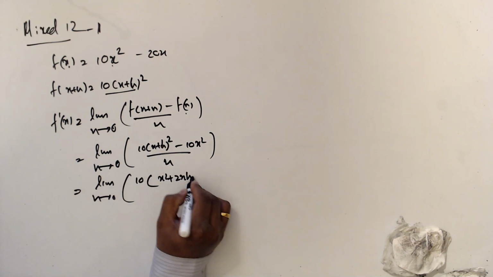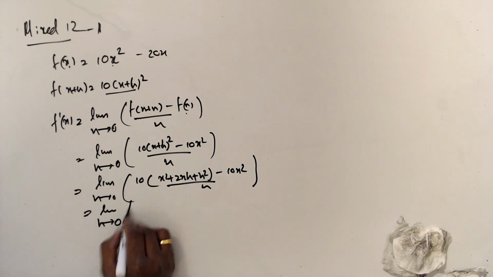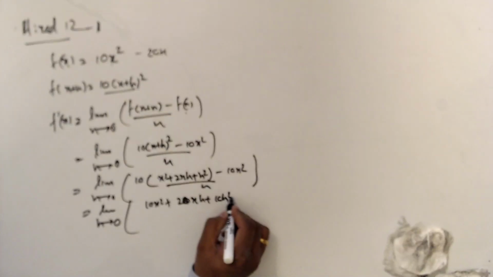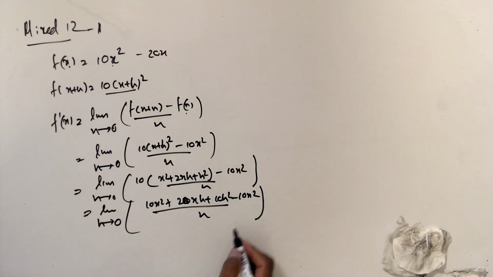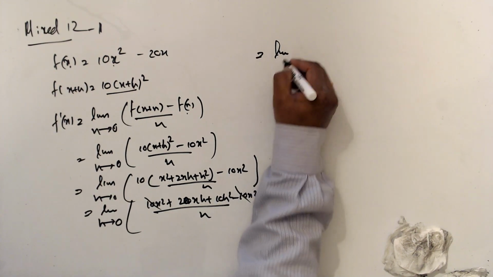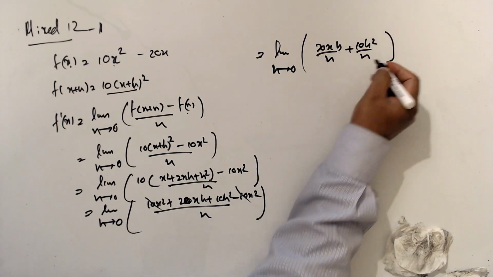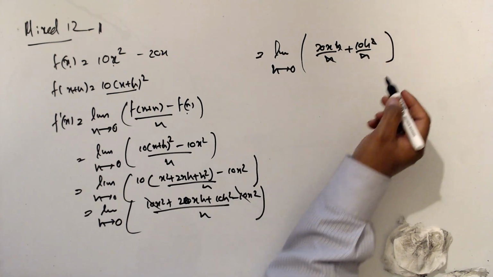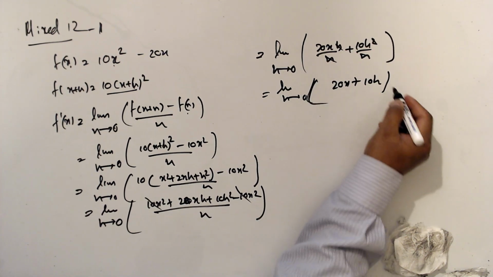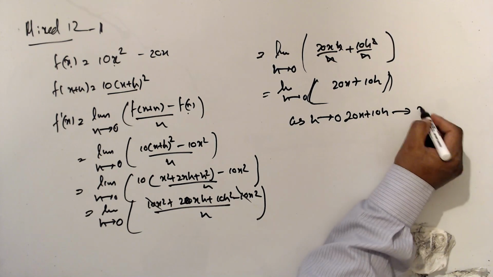10 times (x squared plus 2xh plus h squared) minus 10x squared, over h. So the limit as h goes to 0 of 10x squared plus 20xh plus 10h squared minus 10x squared, over h. The 10x squared terms cancel out. So this is the limit as h tends to 0 of 20xh over h plus 10h squared over h. The h's cancel out. The limit as h goes to 0 of 20x plus 10h. Now as h goes to 0, 20x plus 10h goes to 20x.